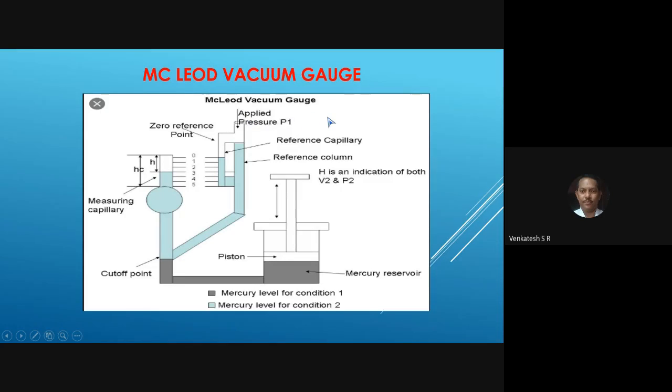So this is the principle of operation of the McLeod vacuum gauge, and it works on the principle of Boyle's gas law, P1 V1 equal to P2 V2. All of you, please write down this diagram.